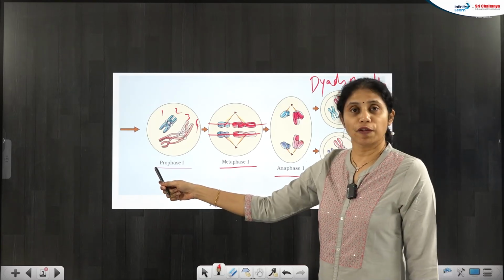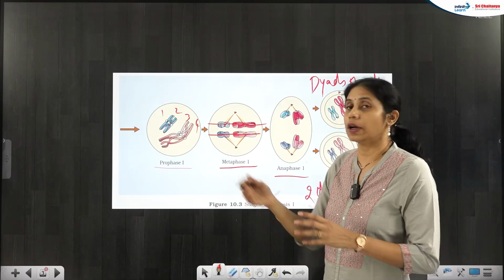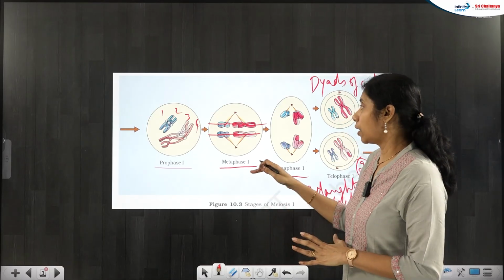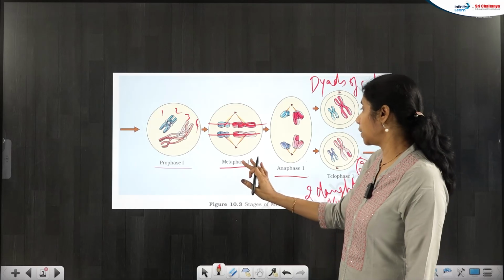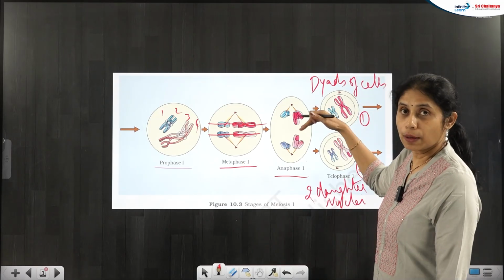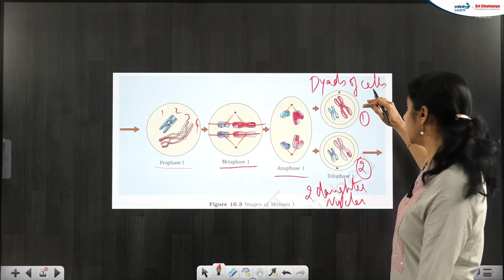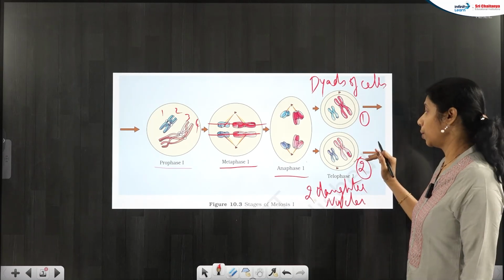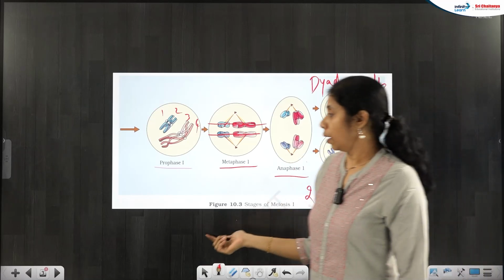The first picture is prophase 1, where the chromosomes are elongated, thread-like, and intertwined among themselves. In metaphase 1, they are aligned on the equator. If they are getting separated and moving towards the opposite poles, it is anaphase 1. And if 2 daughter nuclei are formed properly, that is the end of telophase 1.